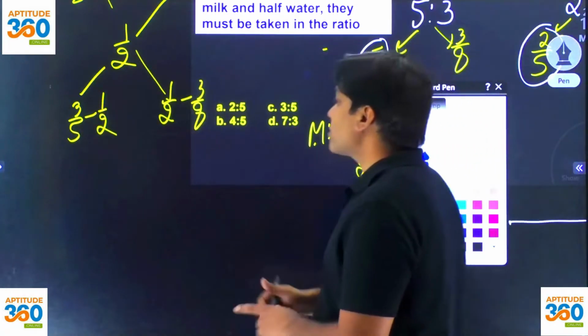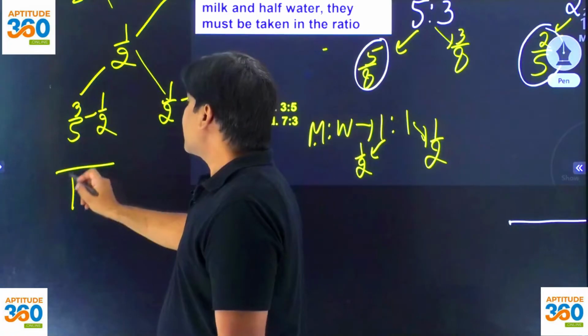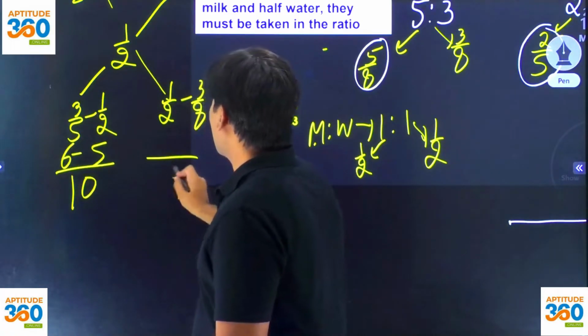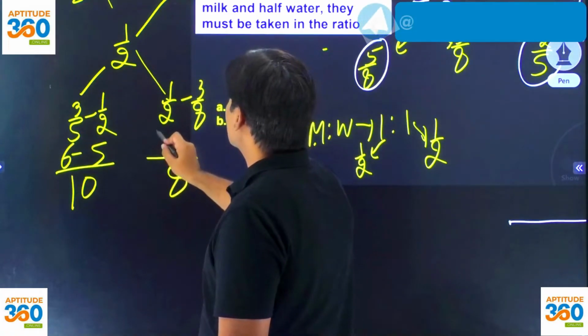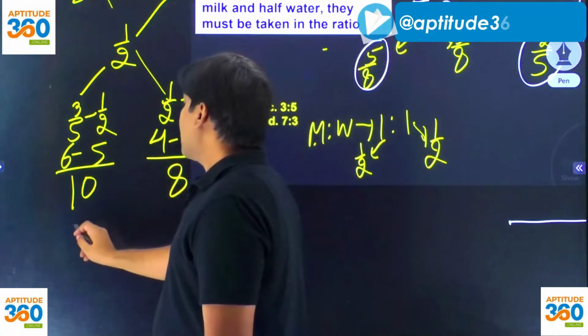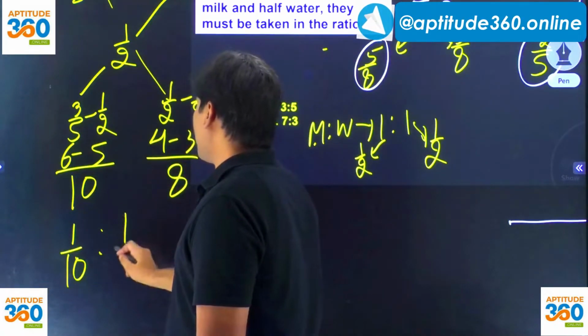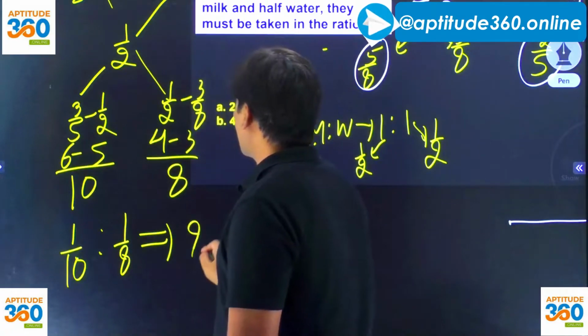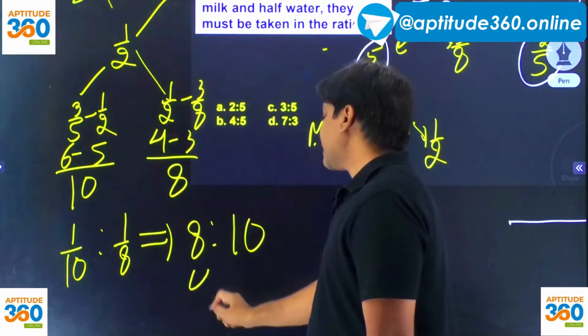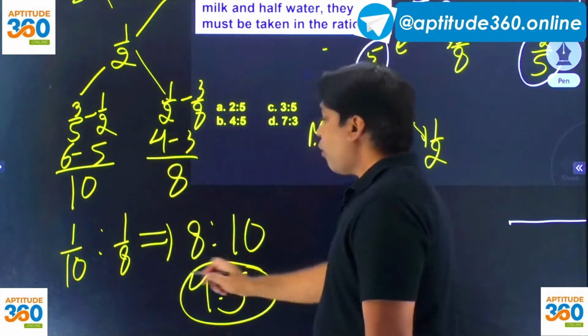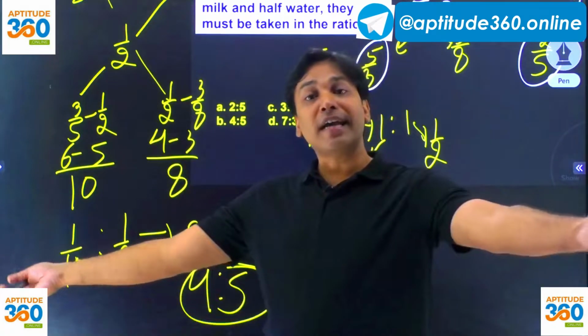Please do that for yourself. This is 10, this is 6 minus 5, and this is 8. So this is going to be 4 minus 3. So this is 1 by 10 is to 1 by 8. You do the cross multiplication, 8 by 10. If you simplify further, what ratio are you getting? 4 is to 5 again, isn't it?